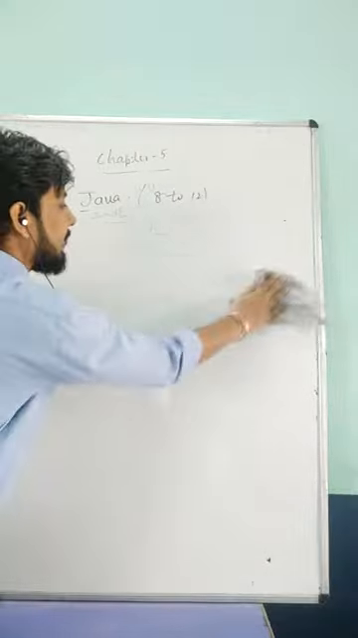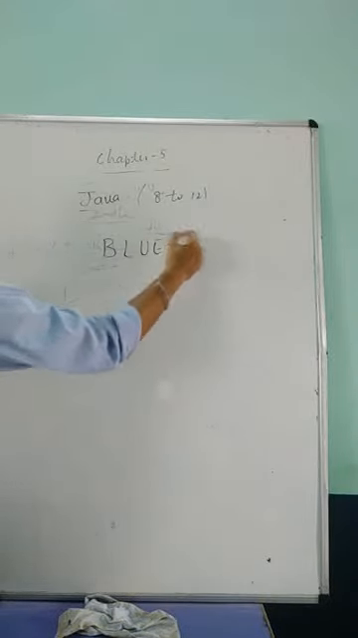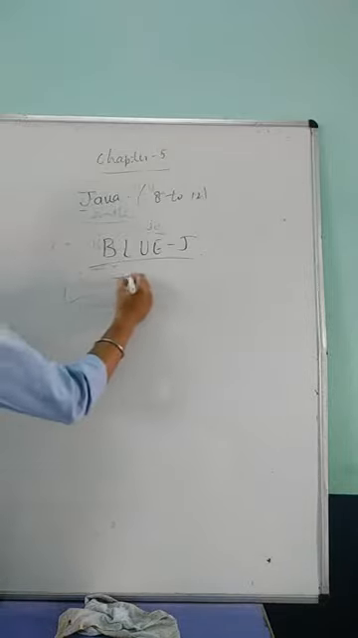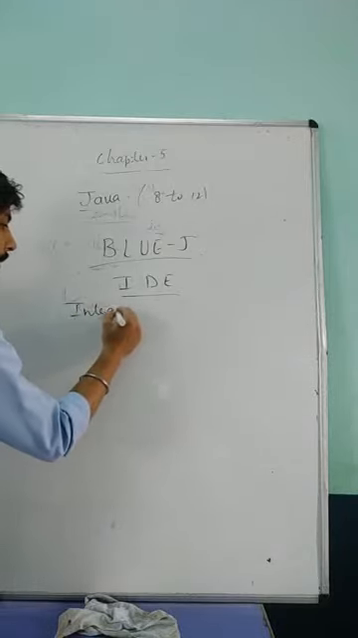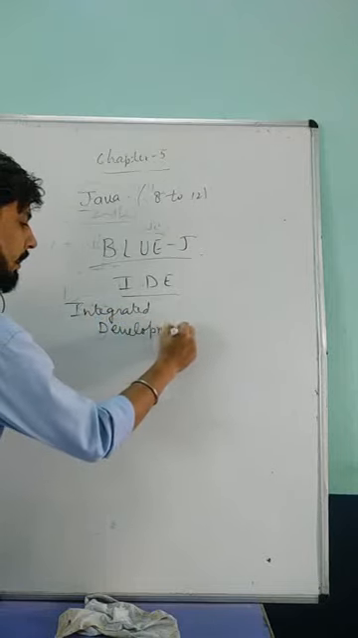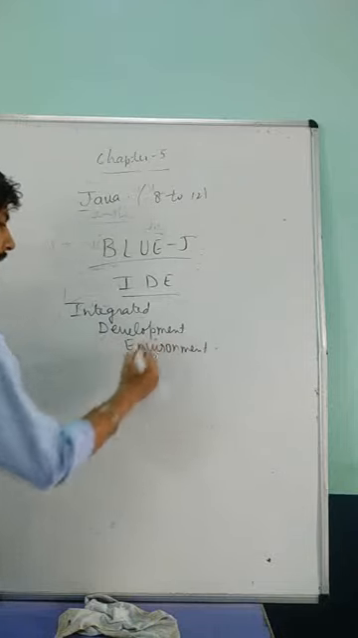Now, where do we write the program of this Java? There is one software, that is BlueJ. On this IDE we will write our Java program. This is one IDE. What is an IDE? It is an Integrated Development Environment.